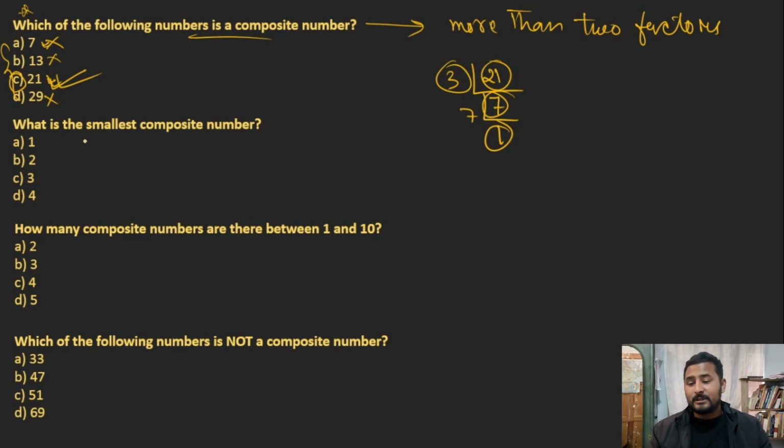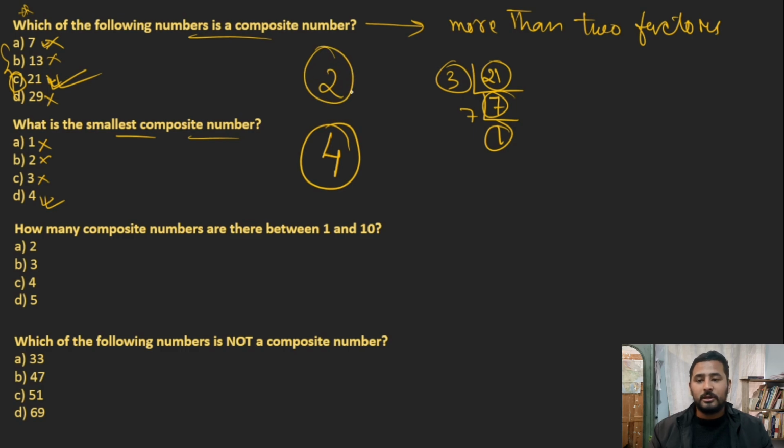So let us see next. What is the smallest composite number? These are very basic and also very important. What is the smallest composite number? Can you see here? 1, again, is not a composite number. 2 is a prime number, so it cannot be composite. 3 is also a prime number, it cannot be composite. Our answer will be 4. So always remember the smallest composite number is 4. Remember that the smallest prime number is 2. So don't be confused with that.